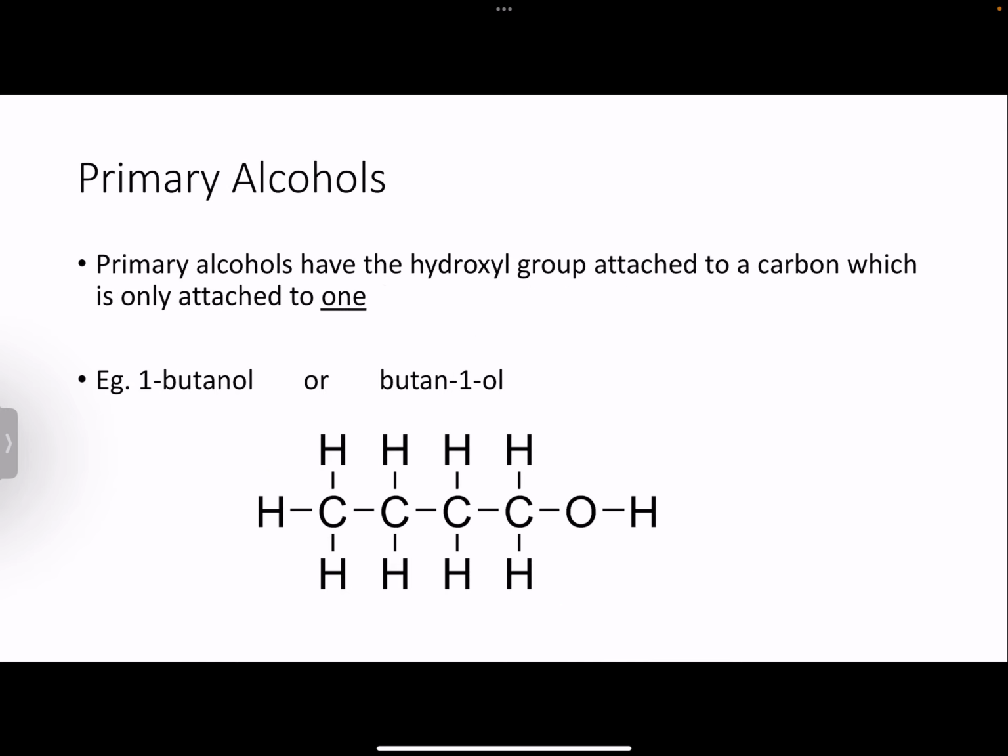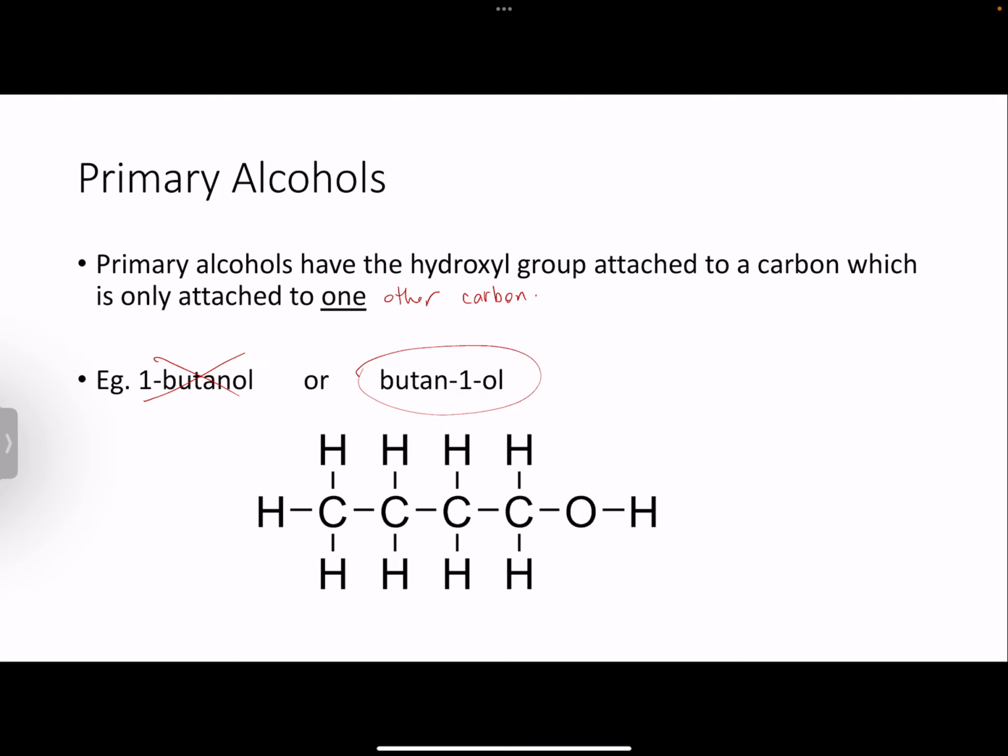So this is just a classification. It affects the properties, but not how you would go about naming it. So primary alcohol: the hydroxyl group is attached to a carbon that is only attached to one other carbon, which we're missing from here, so we'll just add that in. You can see the example is buten-1-ol. We're going to use that naming system. The first one exists, but it's limited, so we'll focus on the one I showed you on the previous slide.